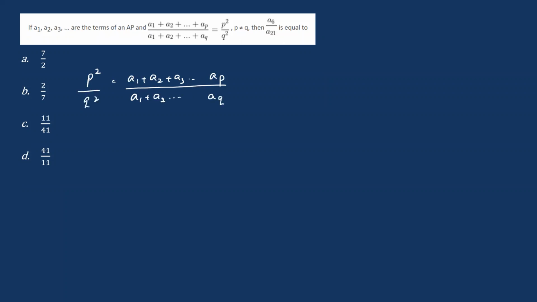Now A6. If you want A6, I will replace the value of P with 11. If P is equal to 11, then A1 plus A2 plus A3, and so on till A11, divided by 11, will be the average of a series of 11 terms. That should be equal to A6. Clear, guys? So this will give me A1 plus A2 and so on until A11 will be 11 square, divided by 11 will be A6.